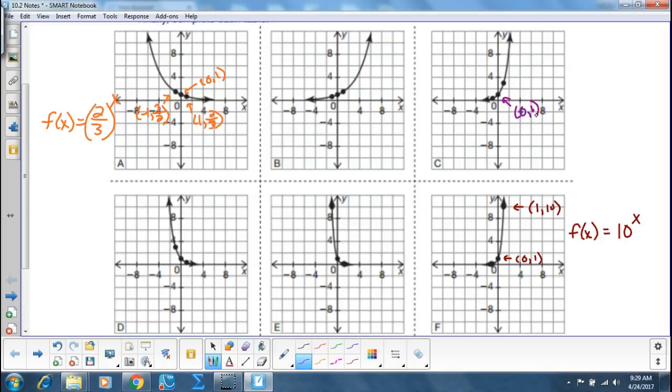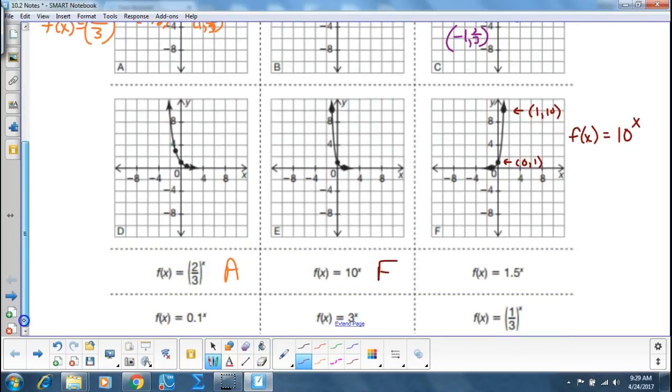And then also, 3 to the power of 1 would be 3. And then 3 to the -1 would be 1/3. So you're saying this one is f of x equals 3 to the x. Yep, I would agree with that. Anybody else want to disagree? So that one we said was C. Okay, 3 more to go.